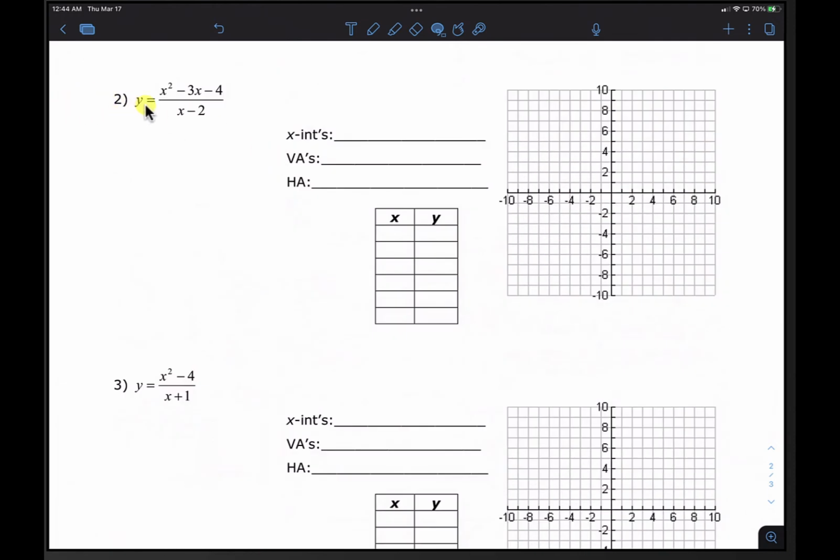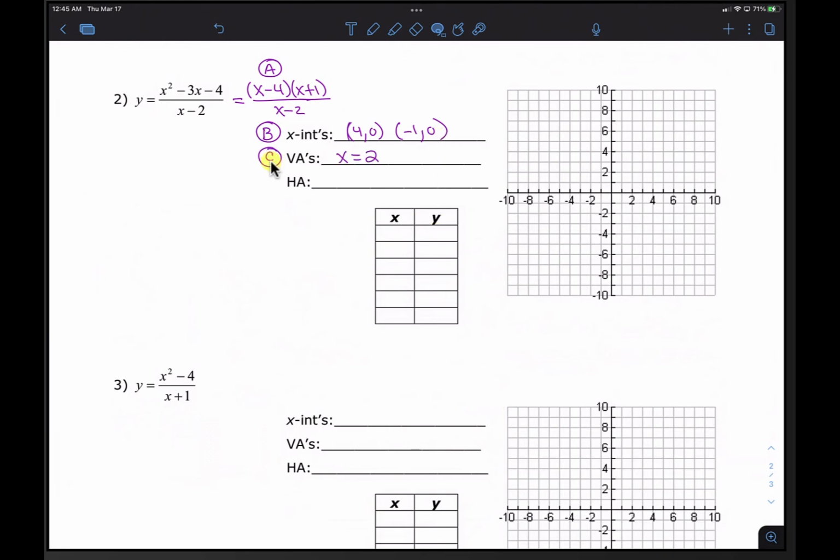All right, here's number 2. It's y equals x squared minus 3x minus 4, all divided by x minus 2. In step A, we're just simply factoring the numerator, so we get x minus 4 times x plus 1. In step B, we want to find the x-intercepts, and we do that by setting the numerator equal to 0. So for the x minus 4, we'll get 4, 0, and for the x plus 1, we'll get negative 1, 0.